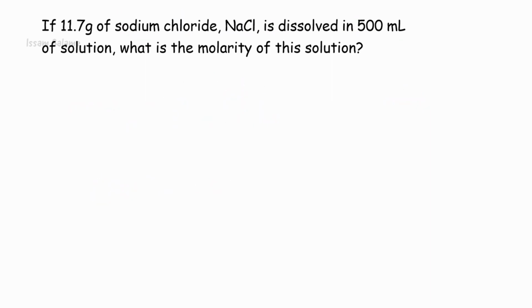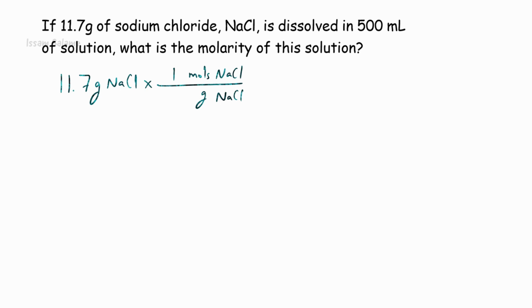If 11.7 grams of sodium chloride NaCl is dissolved in 500 milliliters of solution, what is the molarity of this solution? First, we have to find the number of moles of the solute. We start with 11.7 grams of NaCl. We multiply it with a fraction. We put grams of NaCl in the denominator and moles of NaCl in the numerator.